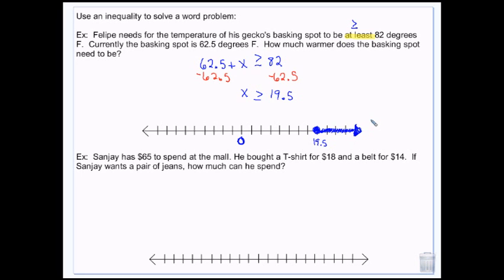Okay. So if he's bought this t-shirt and a belt and he wants a pair of jeans and he only has $65, we first have to add these together. So that's 32. We subtract the 32 from both sides.